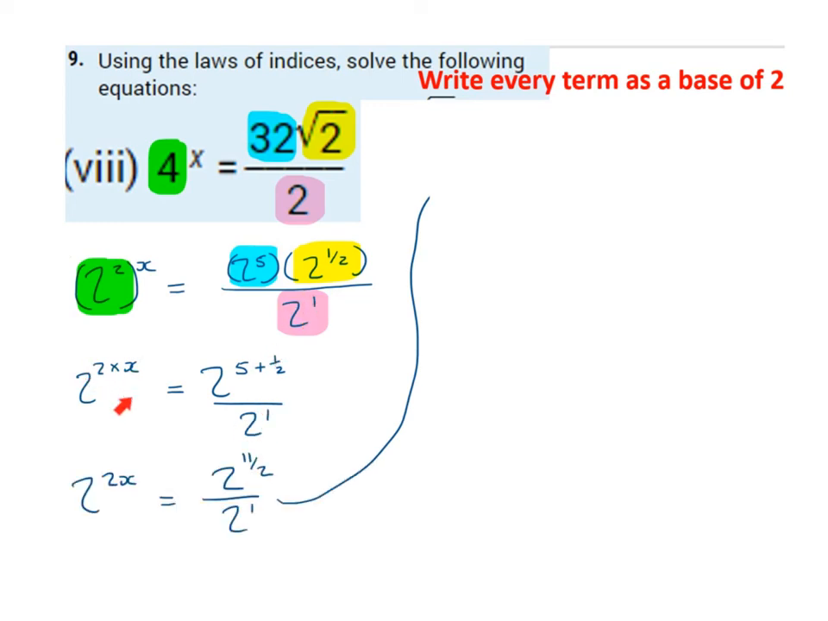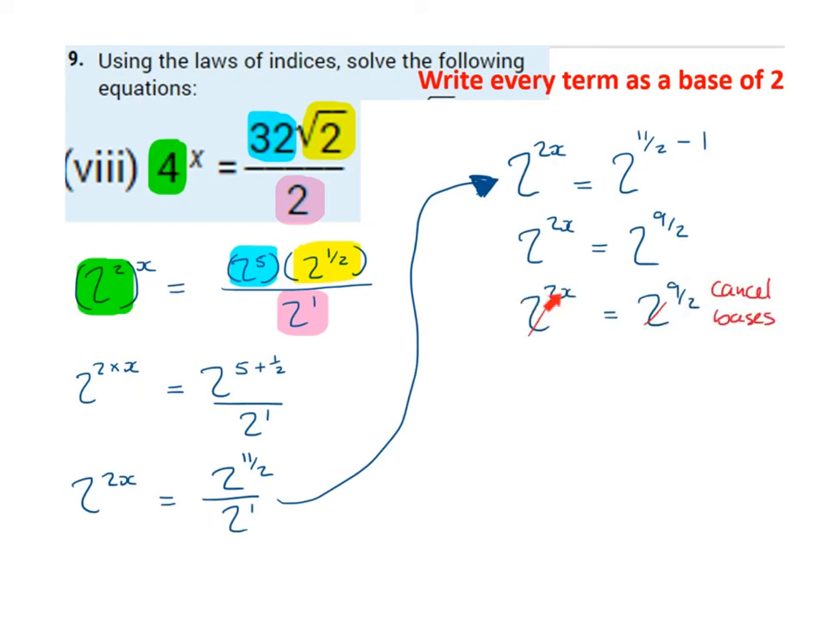And then 2 times x is 2x, a number times a letter, we stick them together, so we have 2 to the power of 2x. And 5 plus a half is 11 over 2. And that's still all over 2 to the power of 1. Next, we're dividing powers with the same base, so we subtract the powers. So we have 2 to the power of 11 over 2 minus 1, which gives us 9 over 2. So we have 2 to the power of 2x on the left, 2 to the power of 9 over 2 on the right. Now that the bases match, we can cancel the bases.